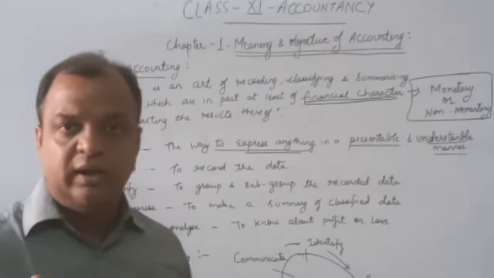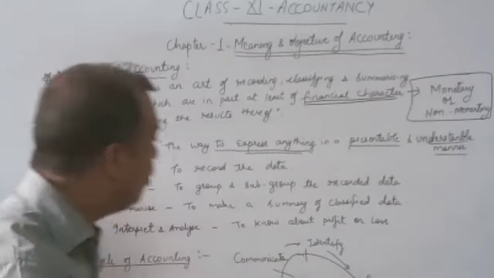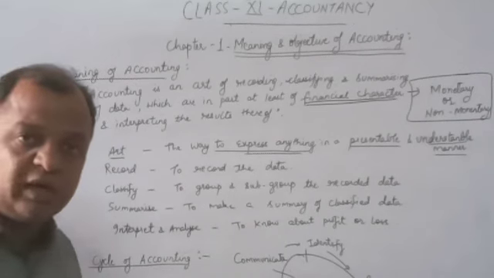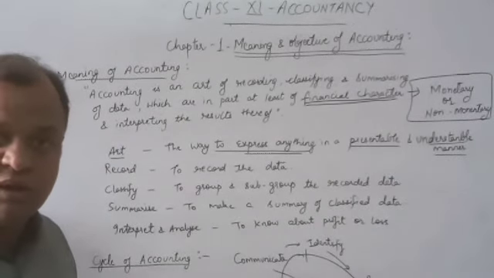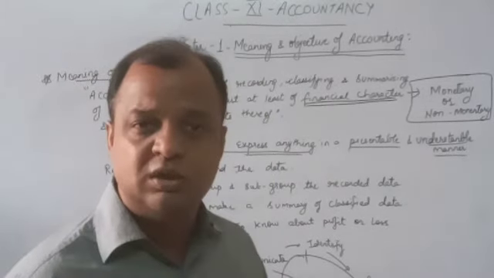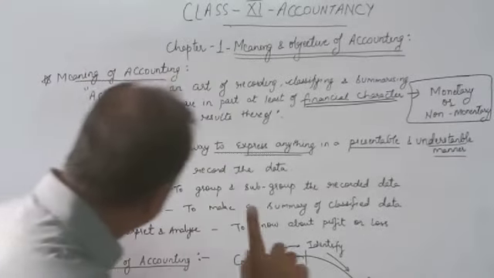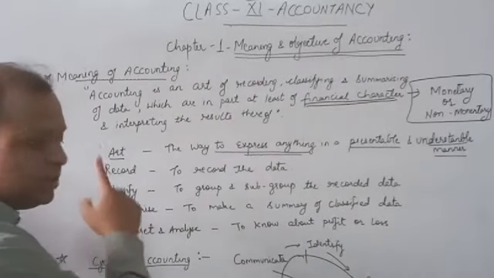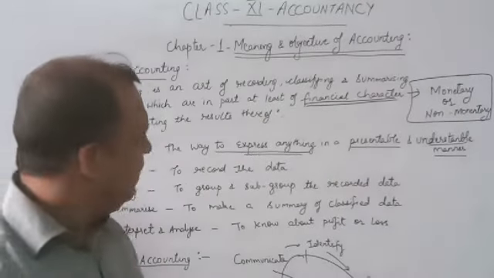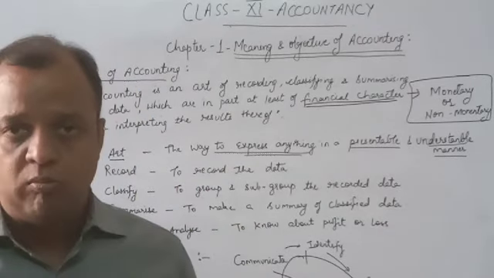Any monetary data, that can be expressed in terms of money, is only part of accounting. Those data which do not have any value of money, which do not help us to know about the profit and loss, is not a part of accounting. Okay, so these comprise the definition of accounting. I hope everyone is clear what actually accounting relates to.